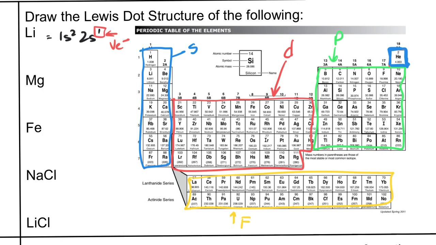And so when we're drawing the Lewis dot structure, we always begin with the actual symbol, Li. And then since we've got only one valence electron, that means one dot. And so we would draw the structure for lithium as such. So here is your Lewis dot structure for lithium.